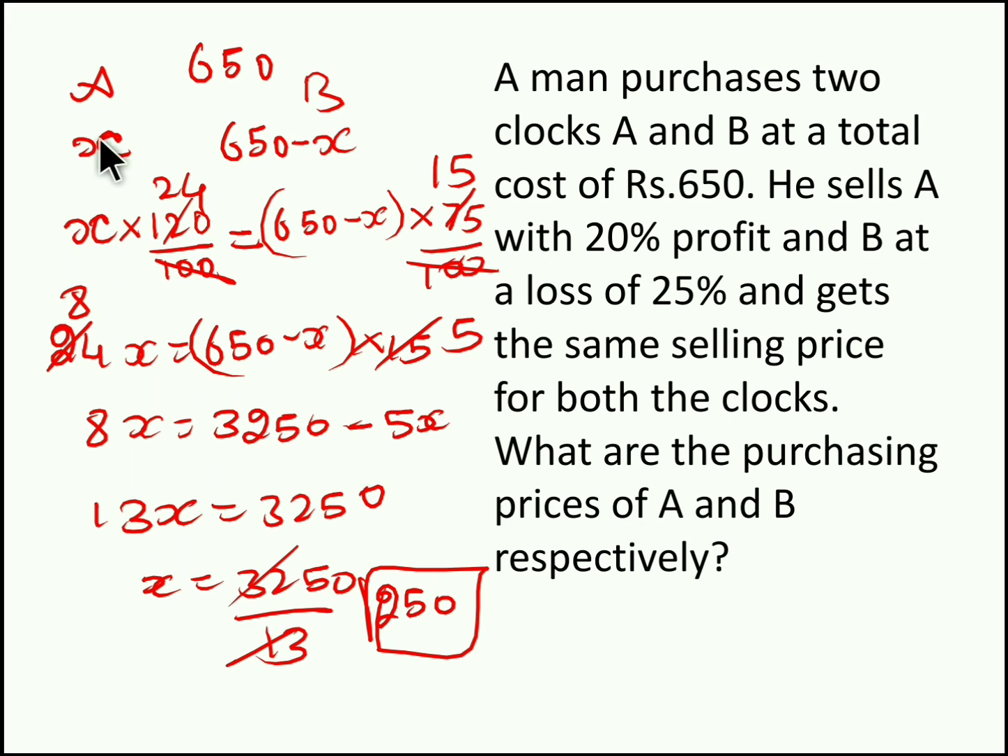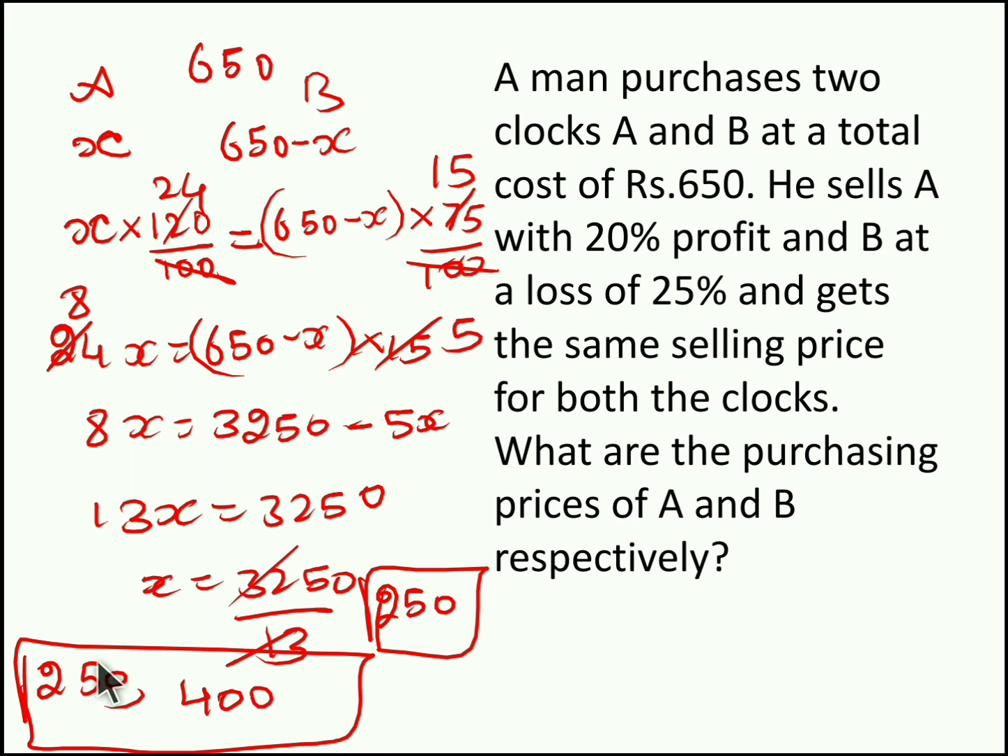So x is the cost price of article A, that is clock A. So if 250 is the cost price of clock A, clock B's price will be 650 minus 250. You get 400 rupees. So this becomes our answer. Clock A's price is 250 and clock B's price is 400 rupees.